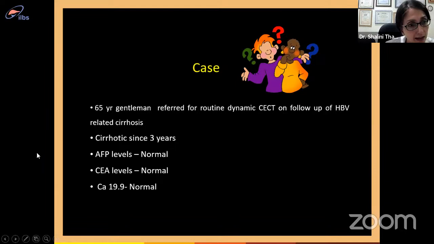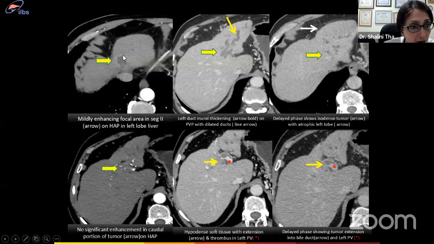Moving on to another case, a 65-year-old gentleman, cirrhotic for 3 years, of HBV. AFP, CEA, CA19-9, every tumor marker is normal. He comes to us for a CT scan to look at what is happening. And here is a tumor where we see a large cranial component, which has mild enhancement on the outside, a caudal component as we come down, which has minimal arterial enhancement, no significant enhancement, but here there is some arterial enhancement. The caudal portion has no arterial enhancement.